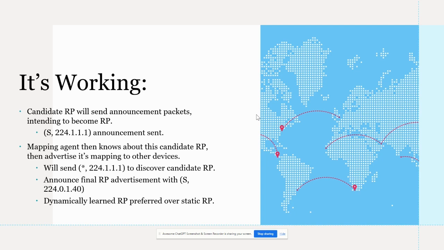Then the mapping agent will send star, G to find out who is willing to become RP, or you can say which devices have shown interest to become RP. After the election process, the mapping agent will send the final announcement with S, G 224.1.1.40 as an advertisement to all devices, stating that this candidate device has been selected as RP. The last point is that a dynamically learned RP is always preferred over the static one.